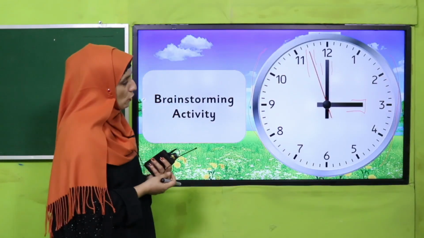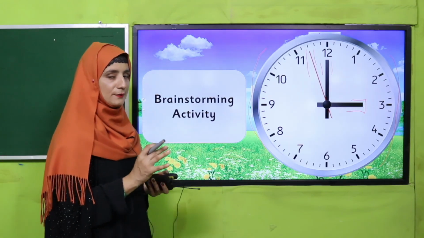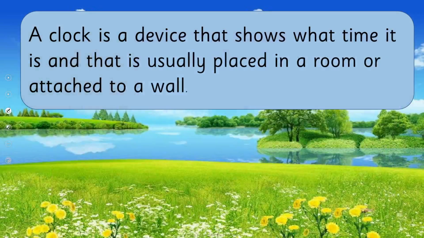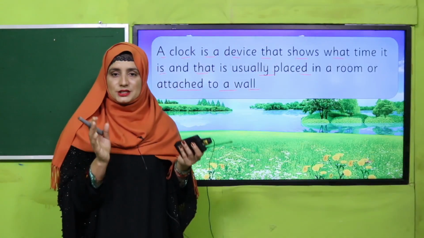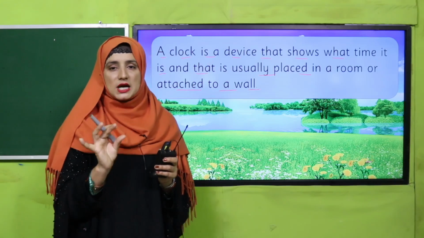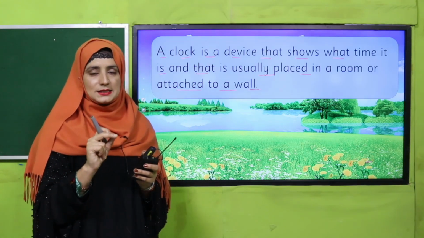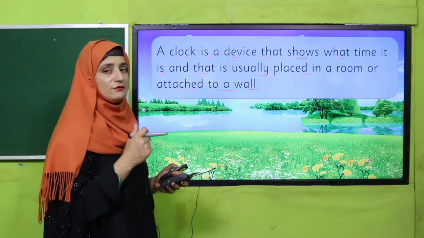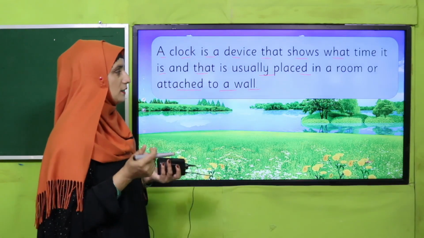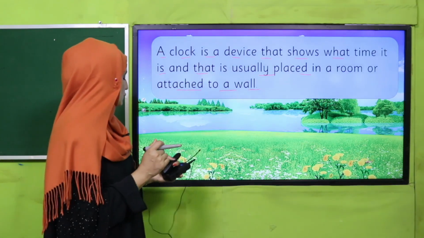Welcome back. I hope now you have understood how we can get different timing through a clock. So let's see what a clock is. A clock is a device that shows what time it is and that is usually placed in a room or attached to a wall. It can be in any shape, my dear students, but it is a device that tells us time, and we can hang it in any room or attach it to a wall.